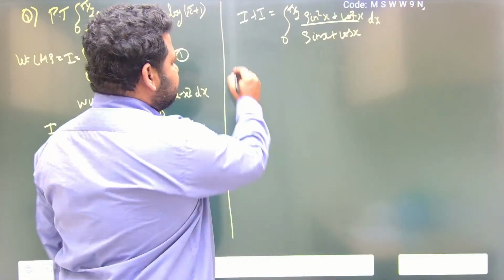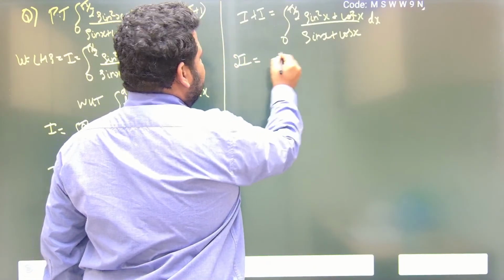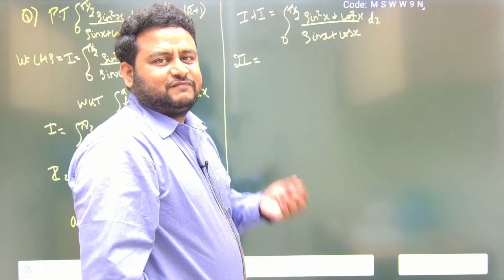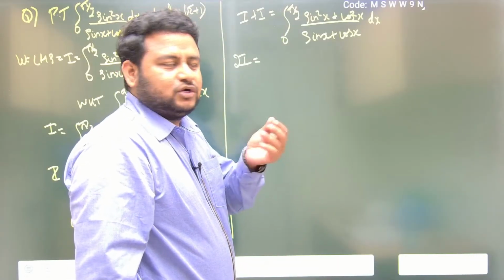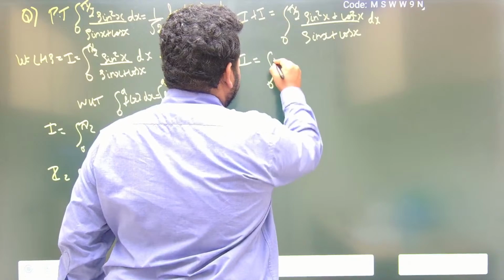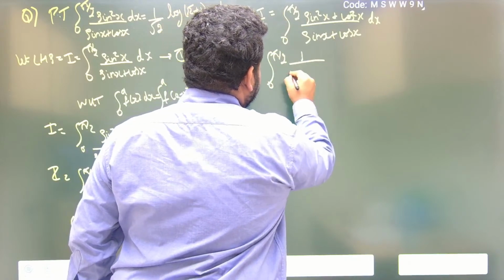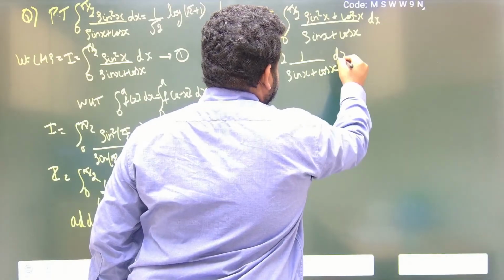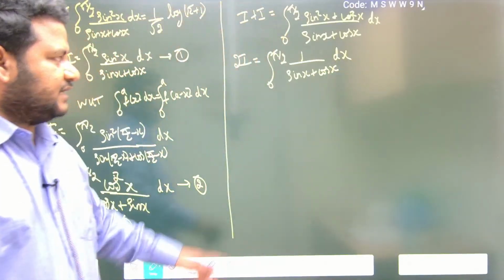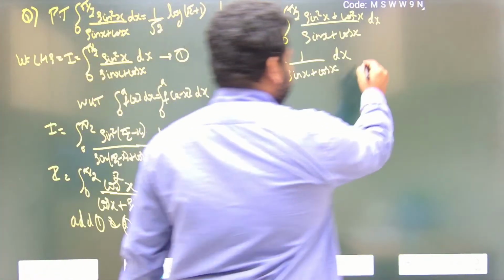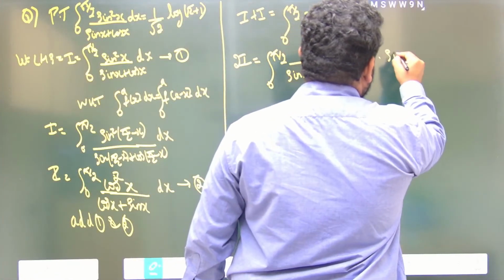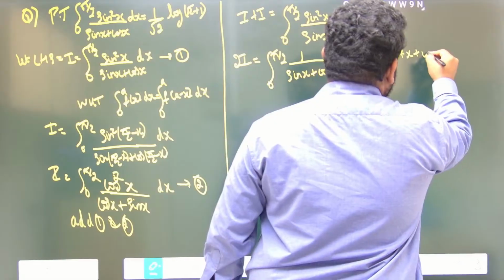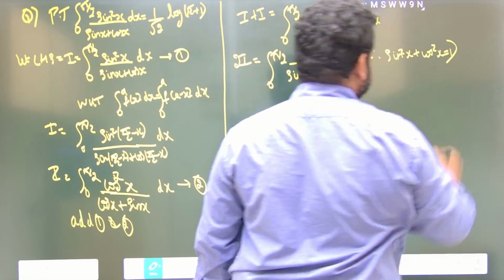I plus I is 2I, integral of 0 to pi by 2. Sin square x plus cos square x is 1, the first identity: sin square theta plus cos square theta is equal to 1. So this will become the integral of 0 to pi by 2 of 1 by sin x plus cos x, dx. Therefore, the reason to write is sin square x plus cos square x is equal to 1. Definitely you have to write it.